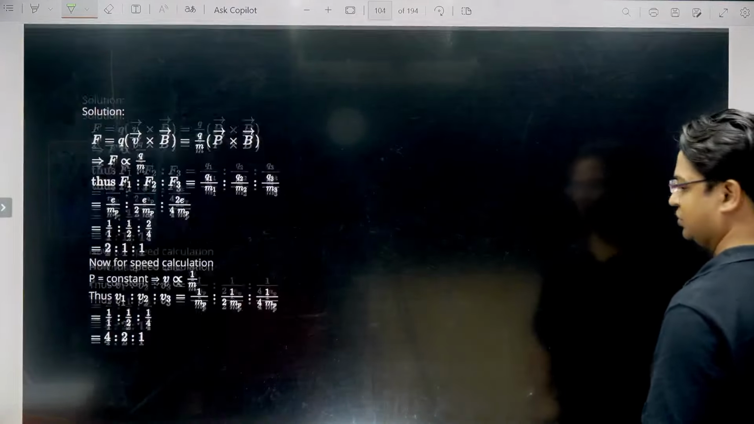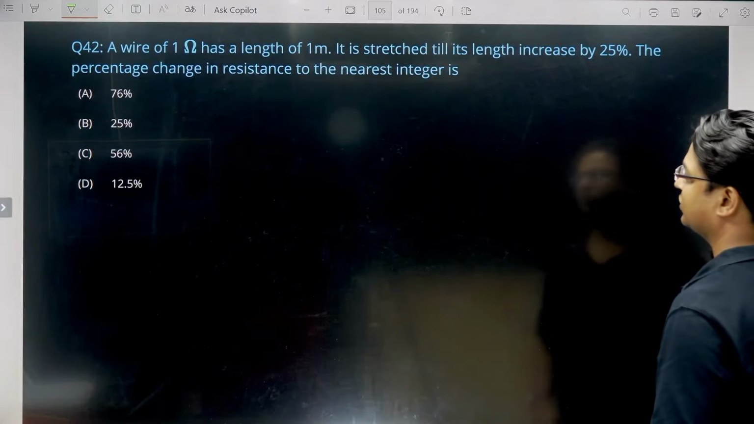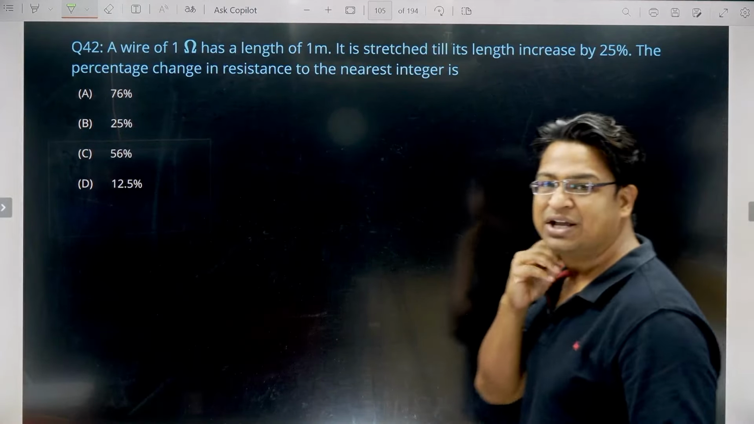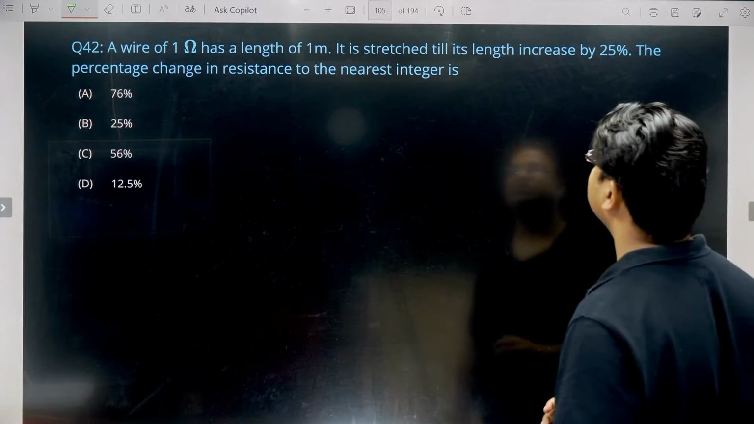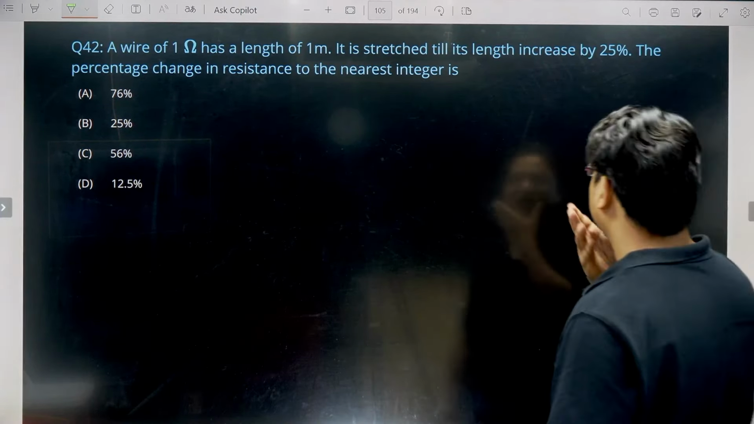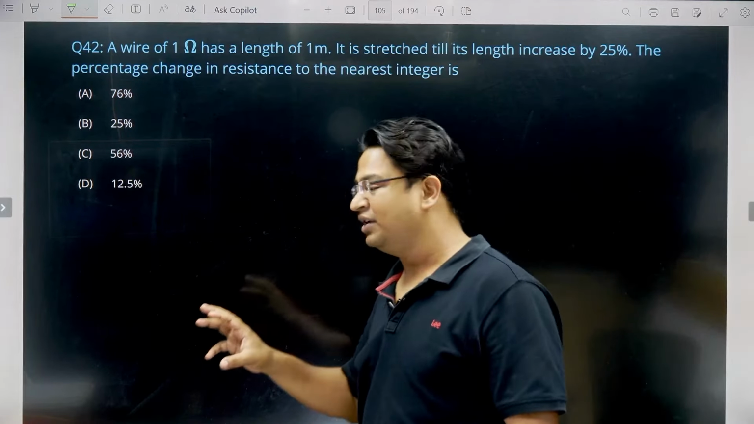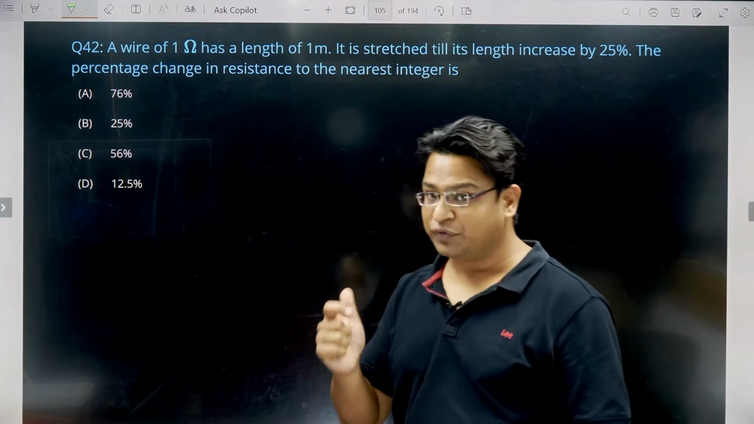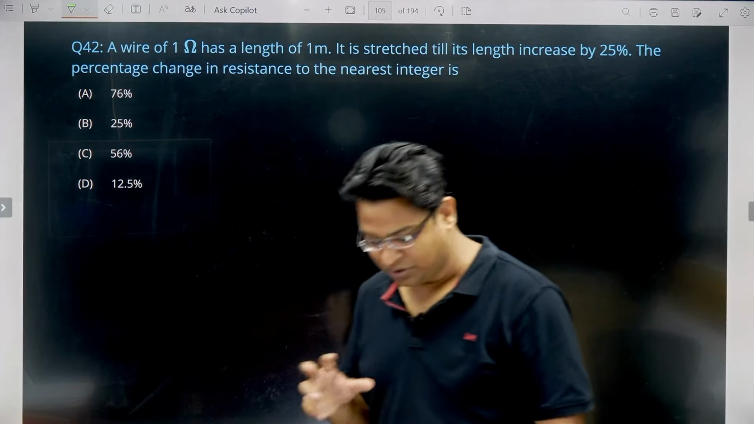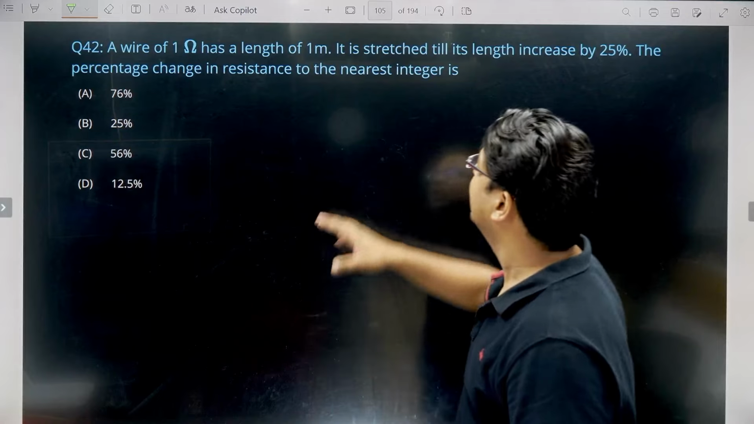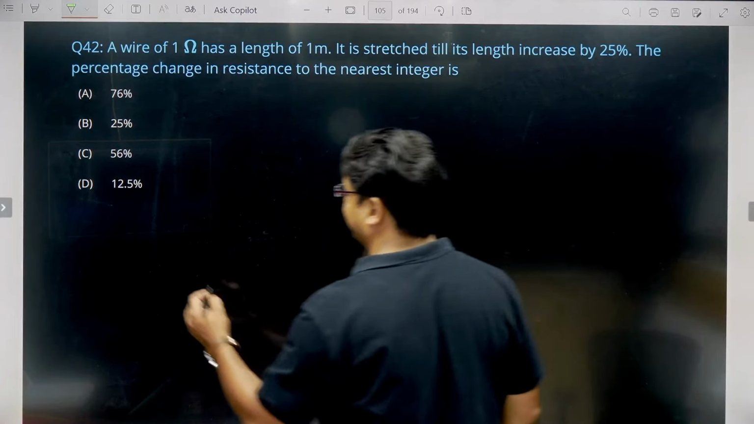We'll now go to question number 42. This question says a wire of 1 ohm has a length of 1 meter. It is stretched till its length increases by 25%. Find the percentage change. Now guys, some of you might try to use the formula for percentage change, dl by l. You might be tempted to use the derivatives, but don't do that because the change is enormous. 25% is quite a lot of change. So we'll go by the definitions.